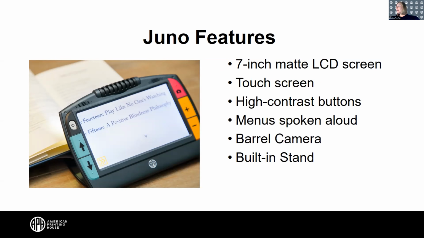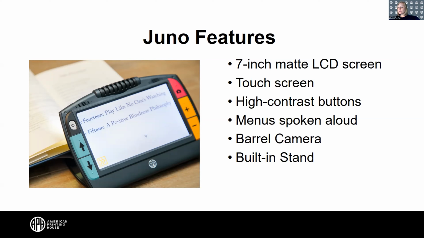All right, so the Juno has a 7-inch matte LCD screen, and it also has a touch screen with some high contrast buttons. It has a power button, and a contrast button that can cycle through the different color modes. It has the magnification buttons where you can zoom in and out, and a button where you can capture that OCR and have the text read aloud. So it does have some physical buttons and a touch screen as well.